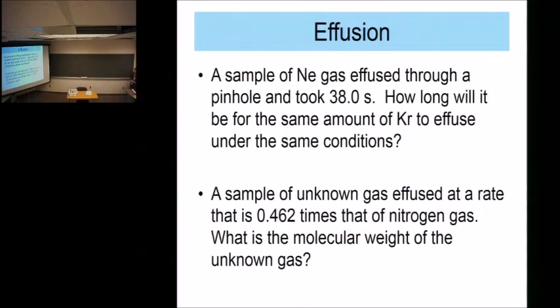Okay, here's another one. Let's do the next one. Look at this. It says a sample of neon gas diffused through a pinhole and took 38 seconds. So 38 seconds. Is that a time or a rate? A time. Okay. So you know which equation you want to use, right? Again, start with the equation that you want to use, then list out your variables and fill it in and solve. Okay, so solve this one.